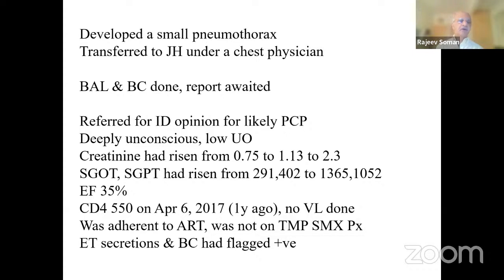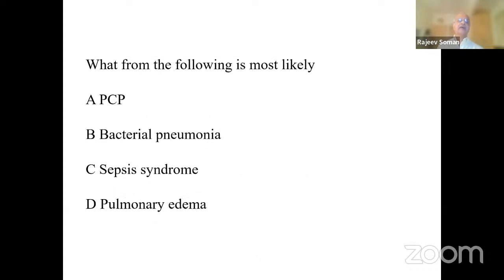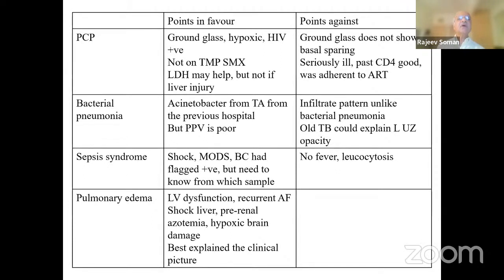The patient on history was adherent to his ART, but he was not on TMP SMX, again raising the remote possibility of PCP. His ET secretions as well as the blood culture had flagged positive, and therefore the ID reference was there. So what from the following seems to be most likely in this patient? And interestingly, it is a non-infectious problem which seems to be the most likely, and we will discuss each one of them. So there are some points in favor of PCP, but the points against are much more. The patient is seriously ill, his past CD4 was relatively good, and he was adherent to ART. And therefore, although there was some ground glassing, it does not follow the particular pattern which we see in PCP.